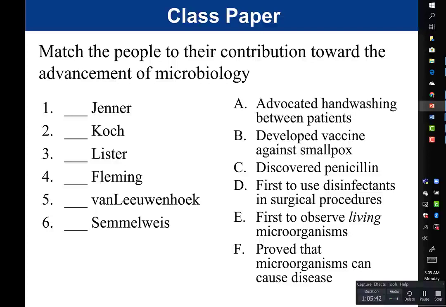So the other part that's going to be part of your class paper, meaning your assignment that will be part of the Zoom, is that you need to match the people to their contribution towards the advancement of microbiology. So like for Jenner, number 1, you're going to pick a letter that goes with Jenner's discovery. What did he do that advanced microbiology? And so you need to fill this in. And again, in class, when we discuss this, you will discuss it with a group and go over your answers.